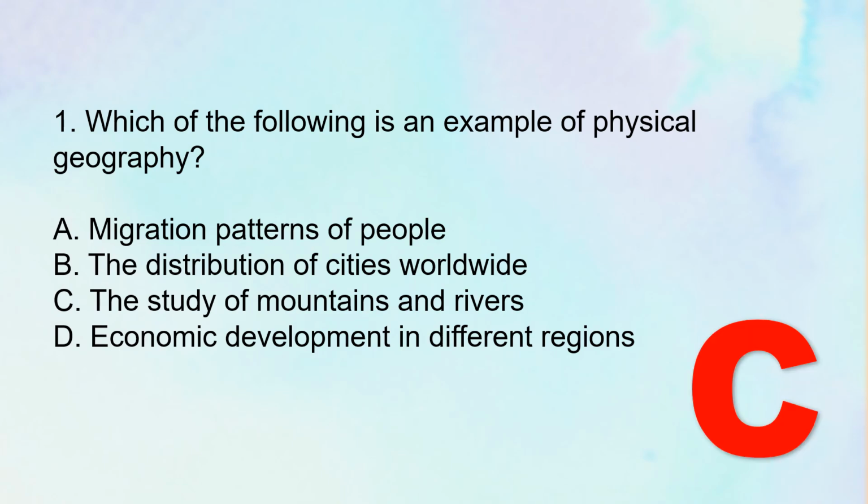Okay, the correct answer is letter A. We are talking about physical geography here. Physical geography focuses on the natural features of the earth, including landforms, rivers, mountains, and ecosystems. For letters A and B, these relate to human geography, which examines human activities and their relationship with the environment. For letter D, this one falls under economic geography, a subfield of human geography. So for physical geography, it's the study of mountains and rivers.